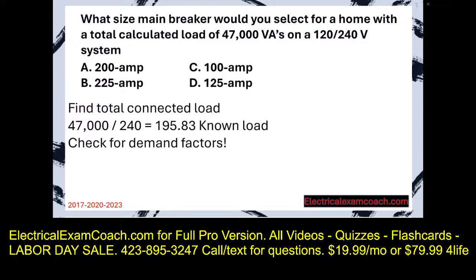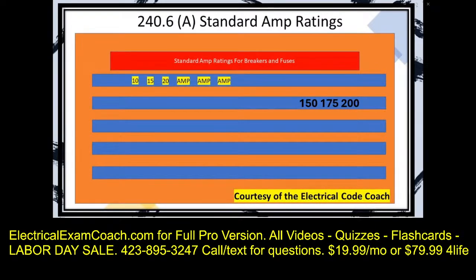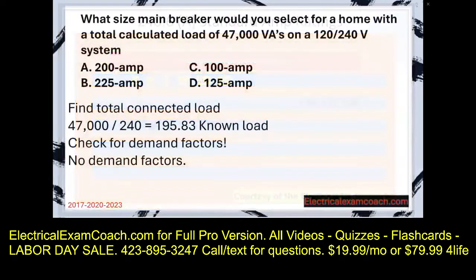Now we check for demand factors. In this case, there are no demand factors because they were already performed to get us that 47,000 value. Now we head to table 240.6(A) and choose our next standard size. In this case, it ends up being a 200 amp breaker. Great job.